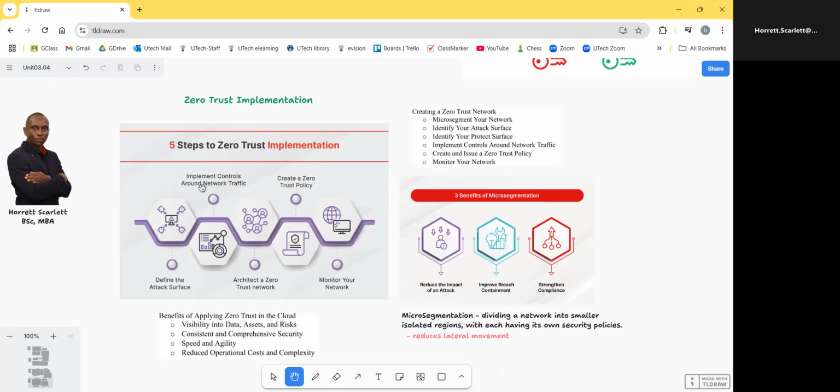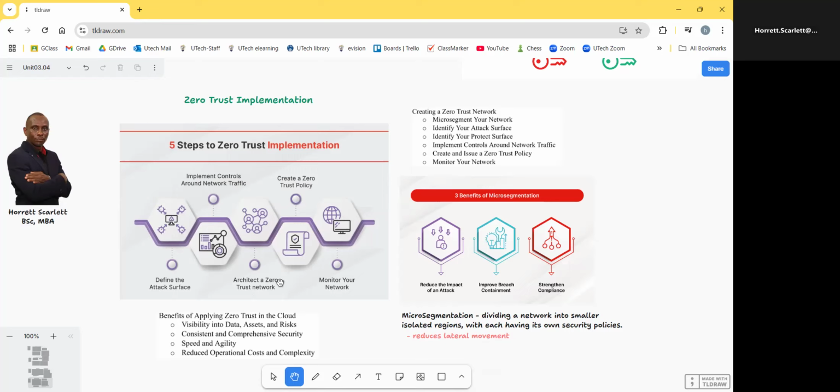So we have some information here that can guide us. First of all, we define the attack surface. So what are we protecting? We ensure that we have our controls up and running that constantly monitor the network traffic. Then we create our zero trust policy. This is going to be based on the industry standard.